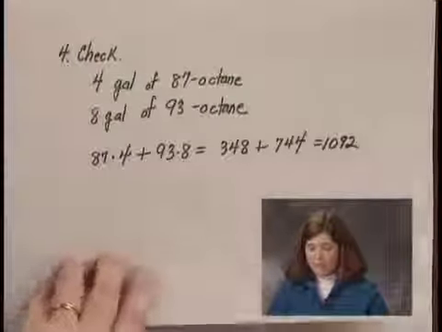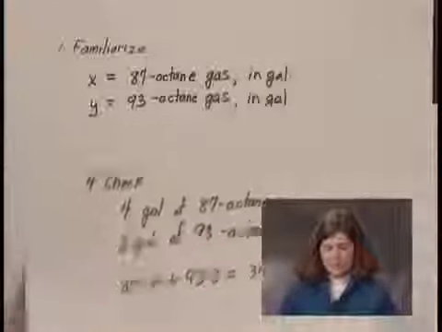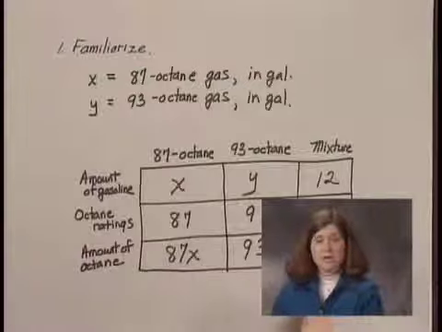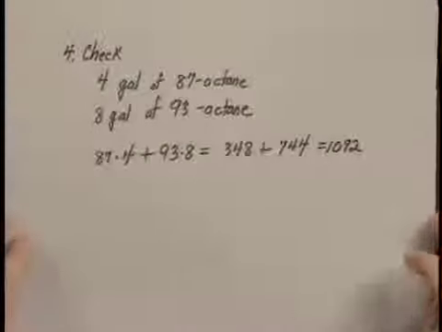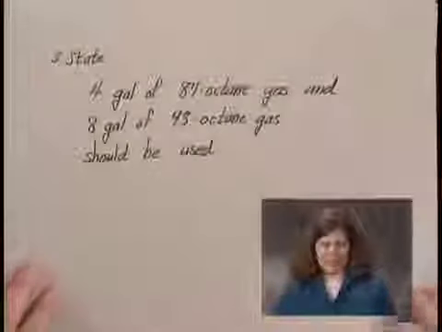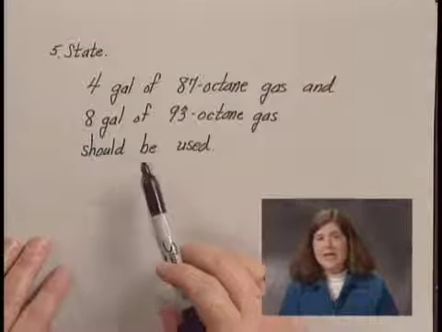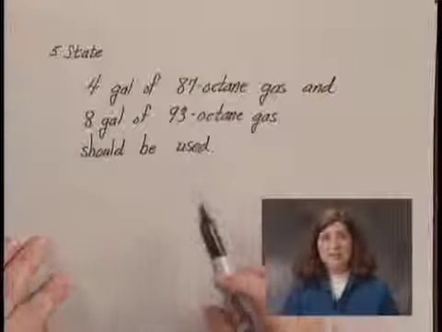Now that was what we calculated as the octane rating of the mixture, 12 times 91. So these numbers check. And I can state then that 4 gallons of 87 octane gas and 8 gallons of 93 octane gas should be used.